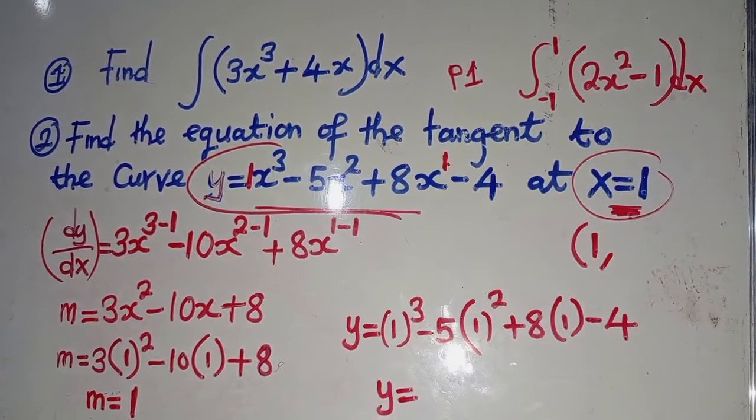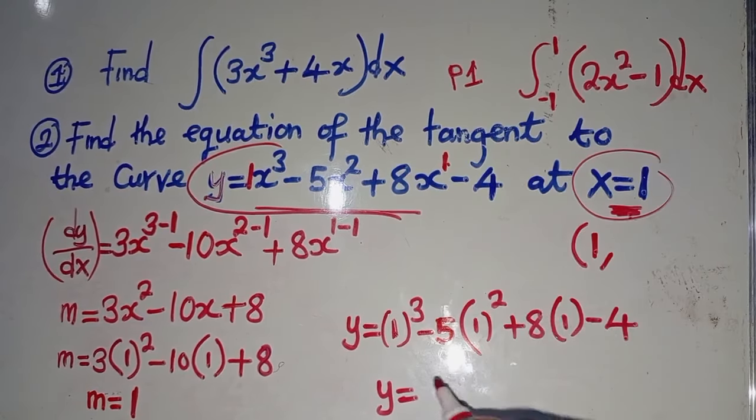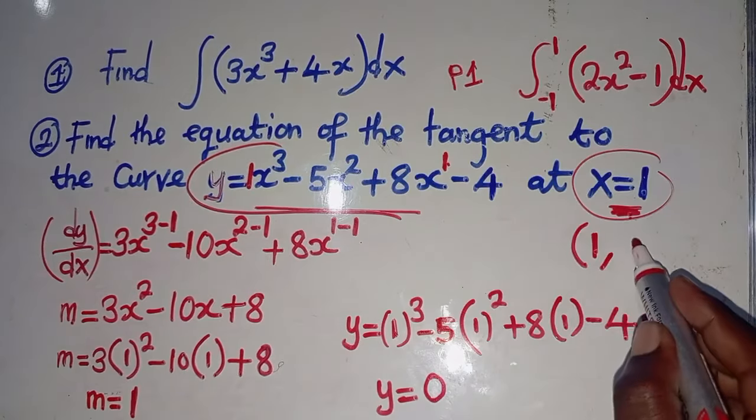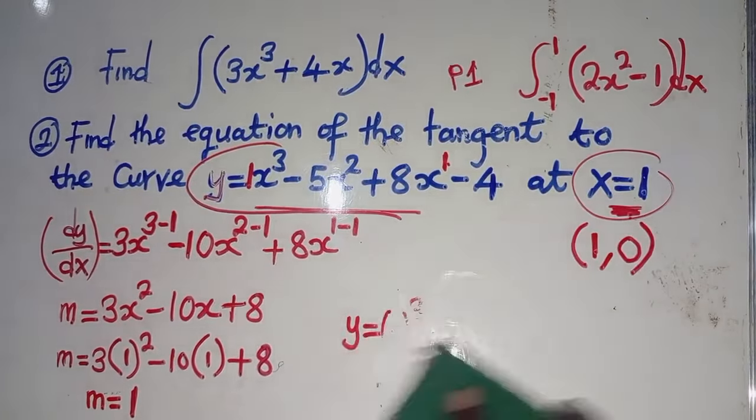Therefore, y is equal to what? I get my calculator. This is the same as 1 minus 5 plus 8 minus 4. What answer are we getting? The answer I'm getting is 0. Because 1 minus 5 is negative 4. Negative 4 plus 8 is 4. 4 minus 4 is 0. So y is 0. I put a 0 there. I found the value for y that I was looking for.